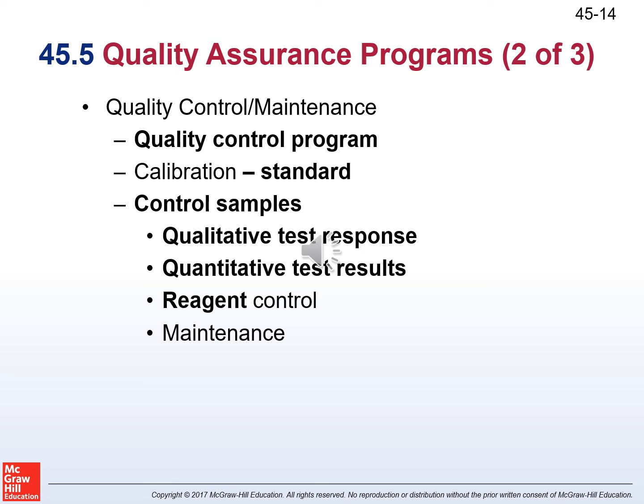Positive and negative control samples are used with tests that show qualitative response, or one in which the substance is present or not present in any amount. Quantitative test results give the concentration or amount of substance in a tested specimen. Reagents are chemicals used to test procedures and will also need calibration with a control sample. Maintenance and testing of all equipment is required. Careful documentation of all maintenance, testing, and control measures.